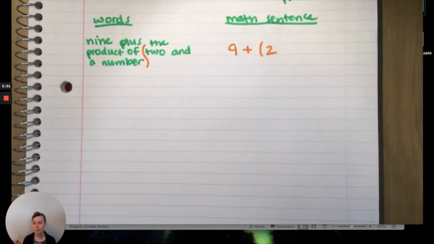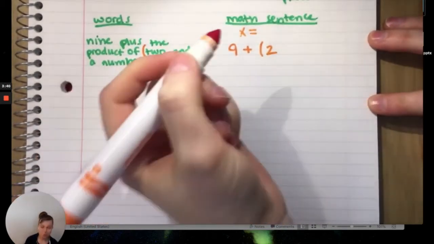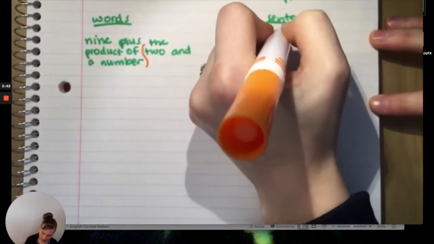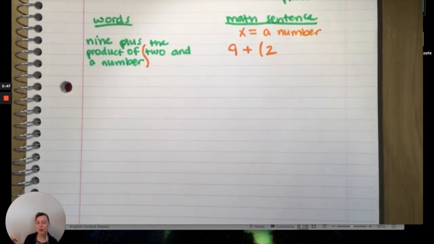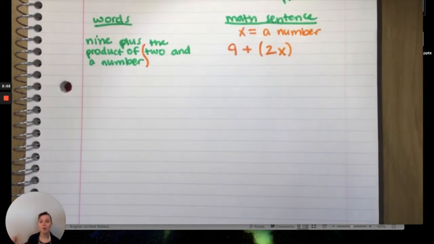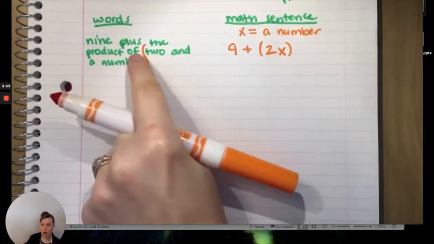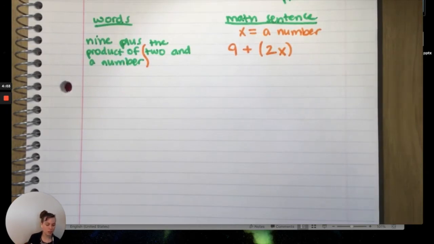Do I know what number? No. So it's variable. It could change. It's not constant. I don't know what number it is. So I'm going to just use x, because why not? But you can use any other variable you want. And x is going to represent a number. I don't know what number it is, but whatever number it ends up being, I'm going to use x for it. So this is 9 plus the product. I'm multiplying 2 and x. It was 2 and a number. It's the product of. I have to have 2 things that I'm multiplying by. All right, so that's our first one.